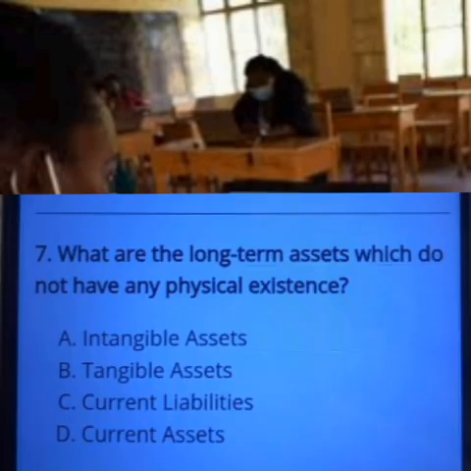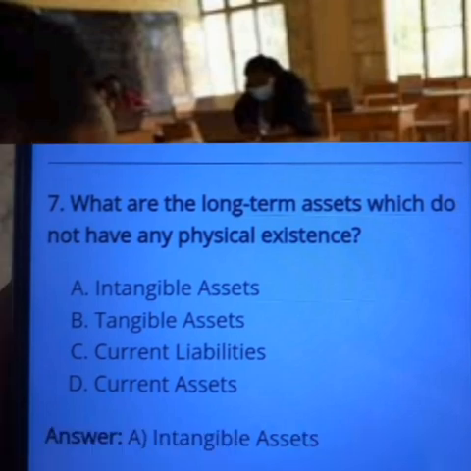Question number 7. What are the long-term assets which do not have any physical existence? A. Intangible assets. B. Tangible assets. C. Current liabilities. D. Current assets. The true answer is A. Intangible assets.